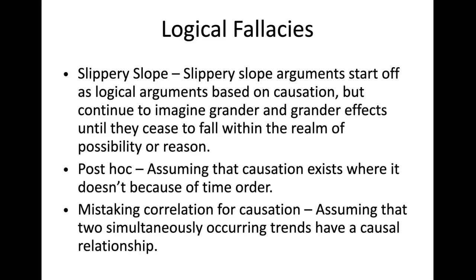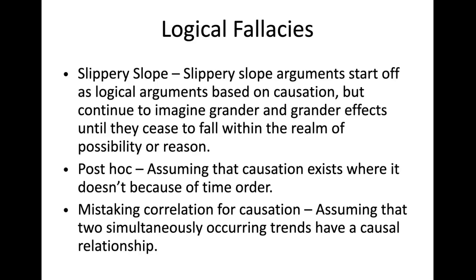Post hoc assumes that causation exists where it doesn't because of time order. Thing A happens, and then thing B happens right after it. And that means A causes B. Not necessarily. It could mean that A caused B, but B could have happened for reason C, I mean. So unless you can explain causation or prove causation, you don't have causation just because of time order.